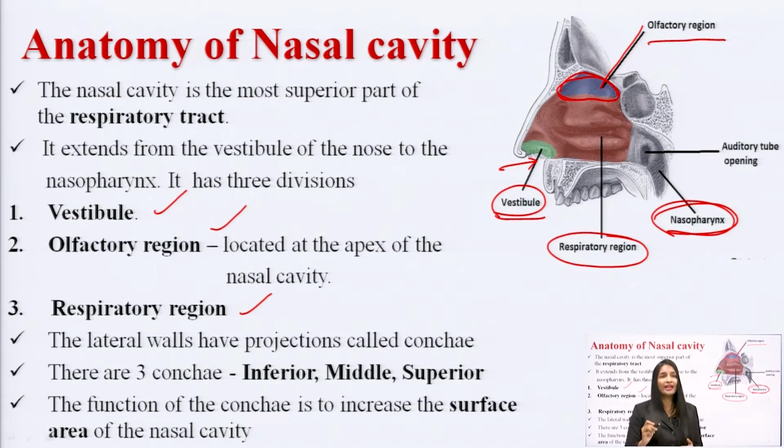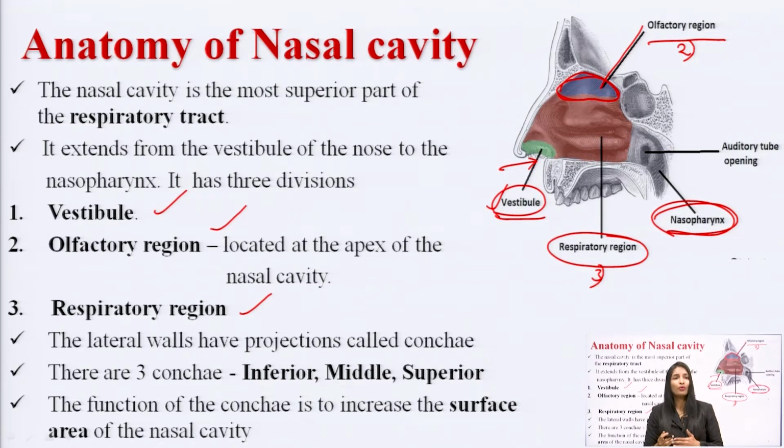So, here the nasal cavity is present in the superior part of the respiratory tract and extends from the vestibule to the nasopharynx. And what are the main three divisions of this nasal cavity? The first one is the vestibule, the second one is the olfactory region, and the third one is the respiratory region. These are the main three divisions of the nasal cavity.